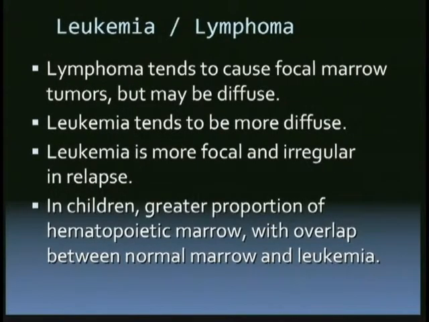Leukemia and lymphoma are also sometimes evaluated with MRI. Leukemia tends to be more diffuse, whereas lymphoma tends to be more multifocal, although there's a lot of overlap between the two diseases. In children, because they have a greater proportion of red marrow, these MRIs are more difficult to evaluate because there's a lot of overlap between the normal red marrow and infiltration by abnormal cells.